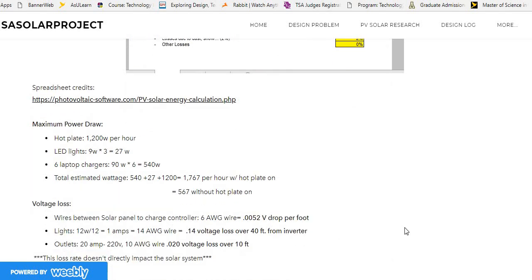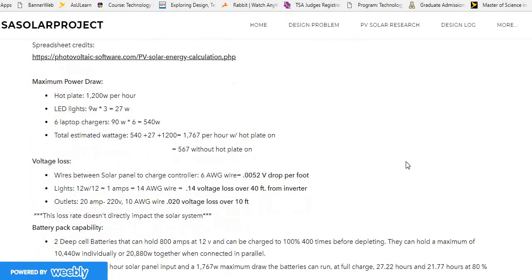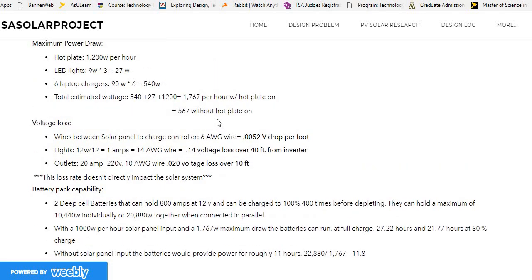The maximum power draw for this whole system, which is what I was calculating, was the hot plate, LED lights, and 6 laptop chargers. The hot plate, I would say, would draw about 1,200 watts per hour. The LED lights would draw about 27 watts. And the laptop chargers would be about 540 watts. Below is the estimated wattage, with the hot plate on, and without the hot plate on.